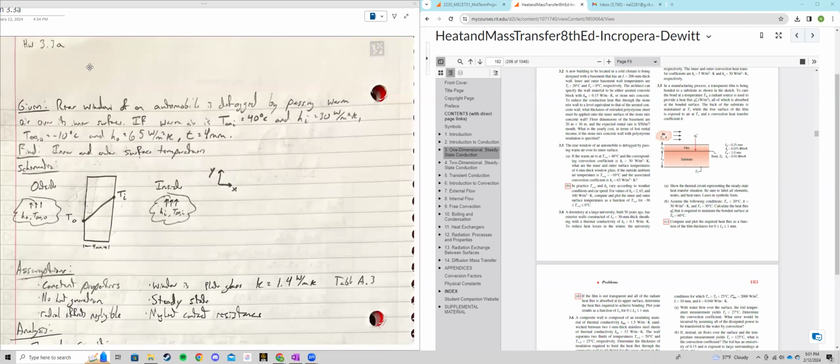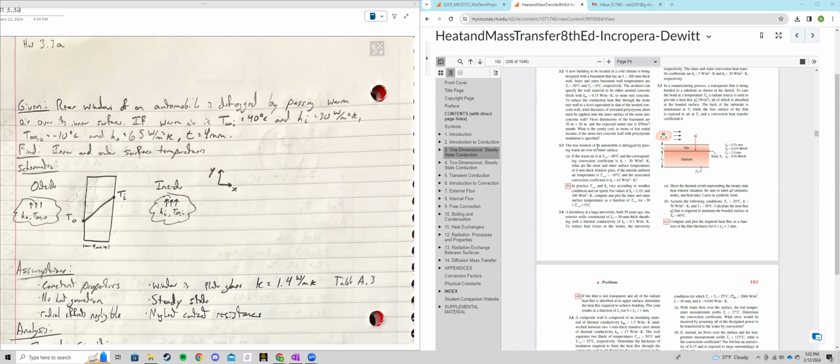Hello. Today we will be going over question 3.3a of the Heat and Mass Transfer 8th edition. This one is specifically touching on thermal circuits, so we will be going over how to do that specifically with this problem. On the right is the actual stated problem from the textbook.